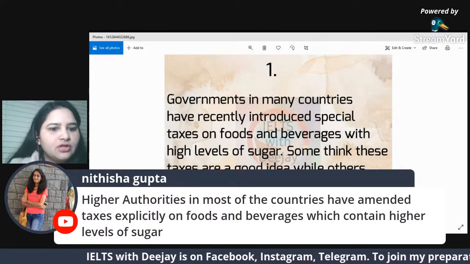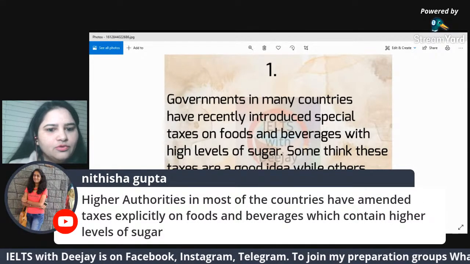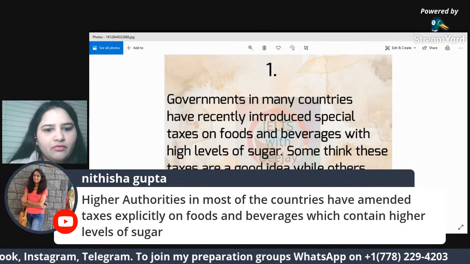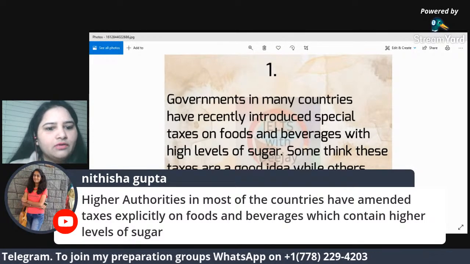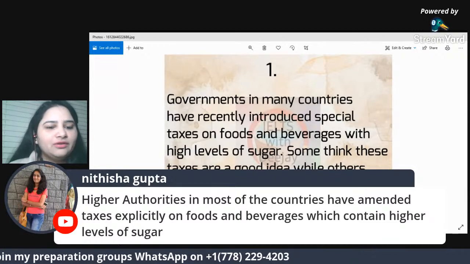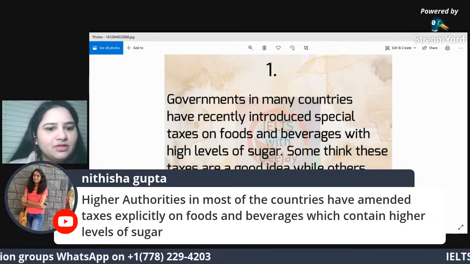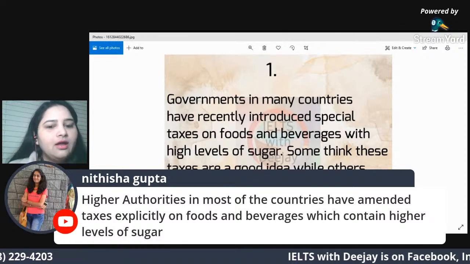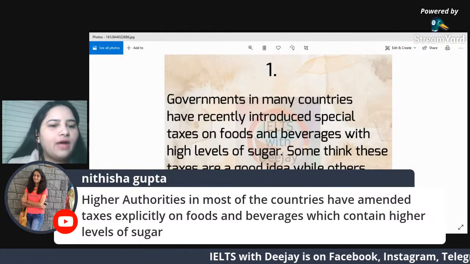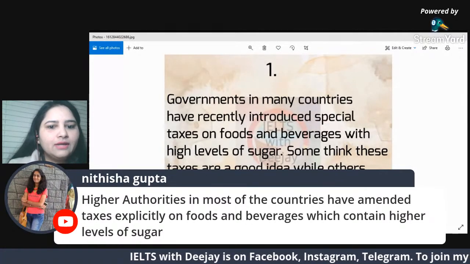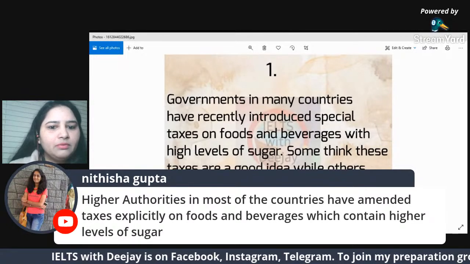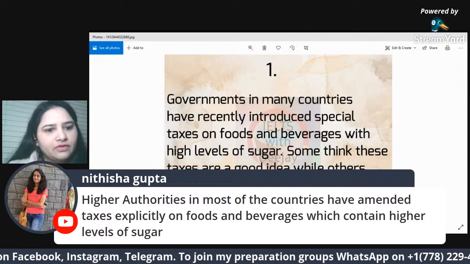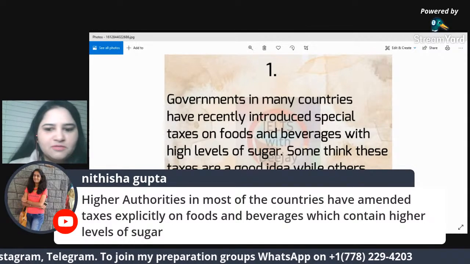Next is Nitisha. Higher authorities in most of the countries have amended taxes explicitly on foods and beverages which contain higher levels of sugar. Very good. Both are very nice because proper meaning is there. But you need to add one thing, Nitisha, that some people are agreeing and some people are not agreeing. You have to add this thing as well. But yeah, the first sentence is okay. This is perfect.